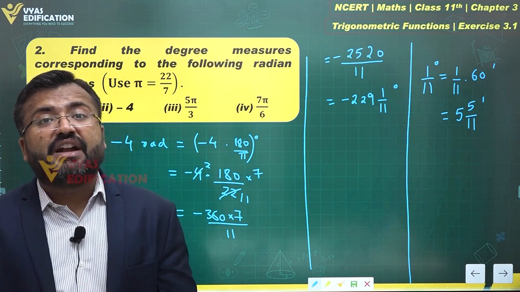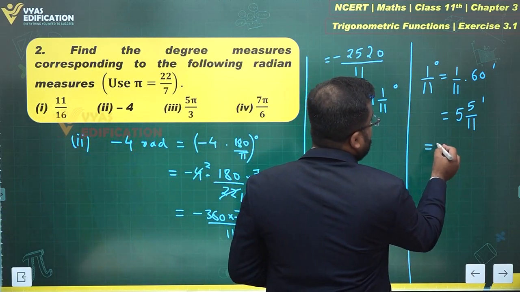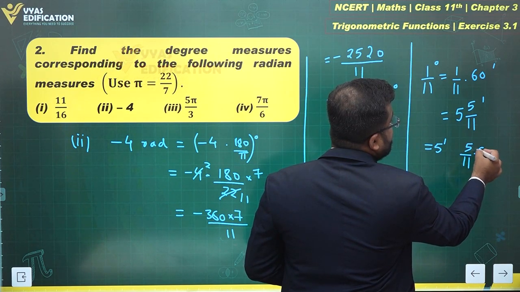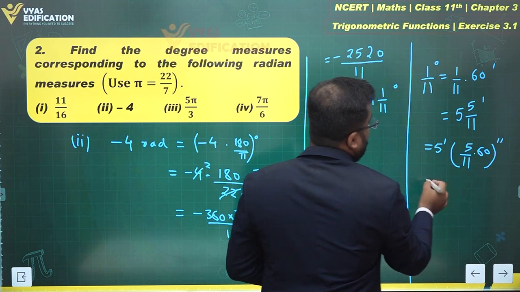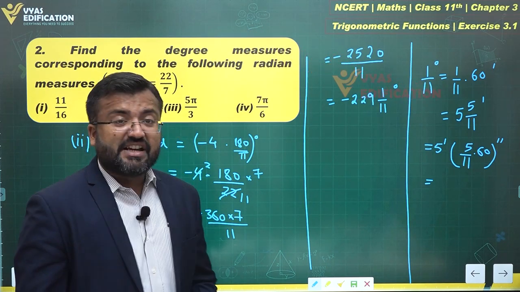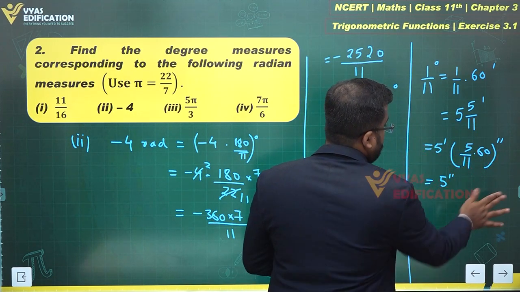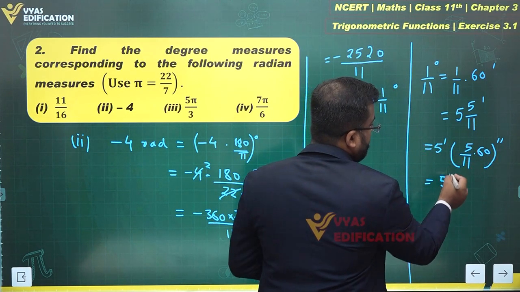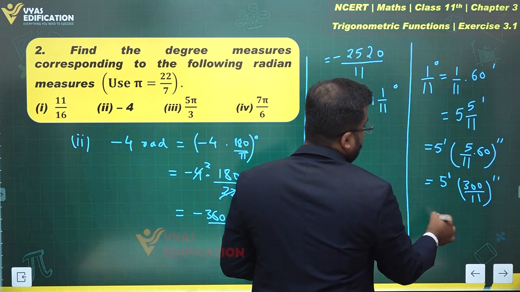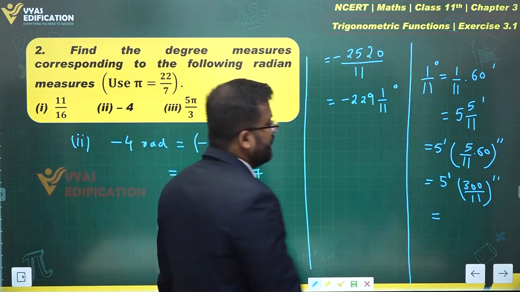Further, 5 by 11 minutes can be converted in terms of seconds. Right? Let's do that. This is 5 minutes, 5 by 11 times 60 seconds. Now, what is that equal to? 60 times 5 is 300. 300 by 11 seconds. This is 5 minutes, 300 by 11 seconds. Let's try to simplify that further. 300 upon 11, what is that equal to?